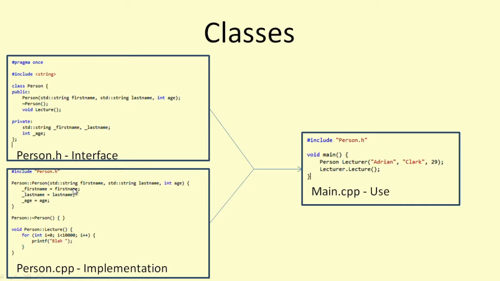So we have the implementation for the constructor, the implementation for the destructor, and the implementation for the lecture method. So, you might be wondering when that's useful, because if you're writing your own code, then you probably don't really care who knows how it works.